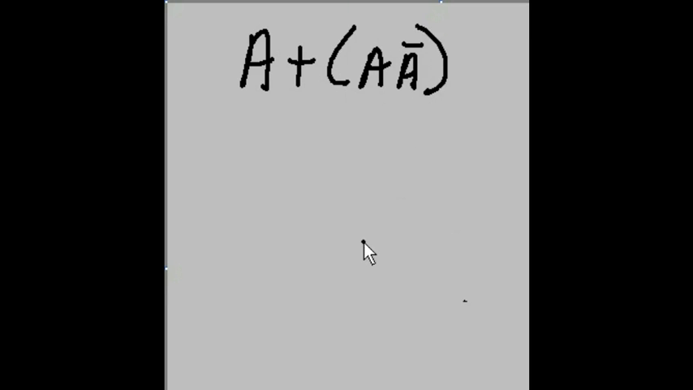Well, let's do two problems. What if we have A ORed with A ANDed with A not? Can we simplify this? The answer is yes. How could you do that?